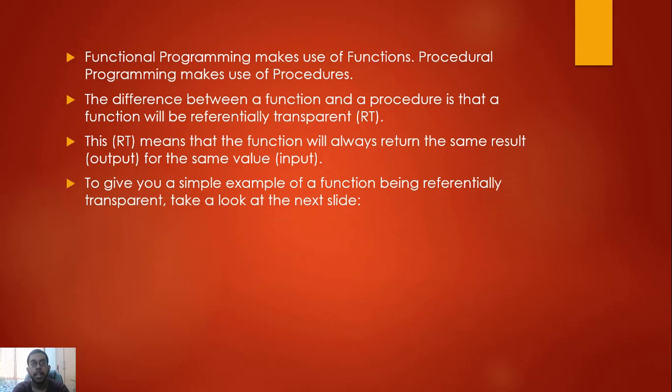Functional programming makes use of functions. Procedural programming makes use of procedures. The difference between a function and a procedure is that a function will be referentially transparent, RT. This RT means that the function will always return the same result, output, for the same value, input. To give you a simple example of a function being referentially transparent, take a look at the next slide.